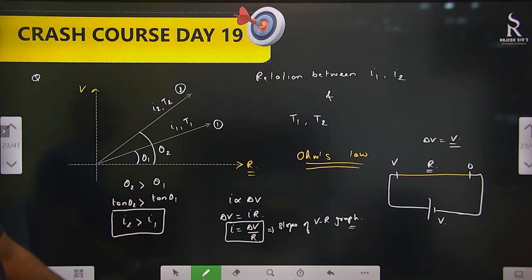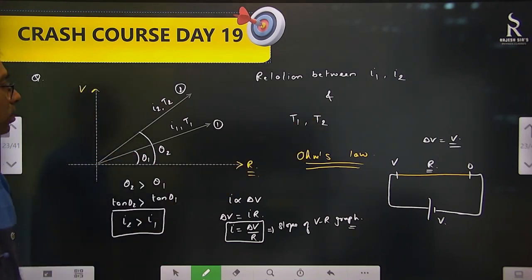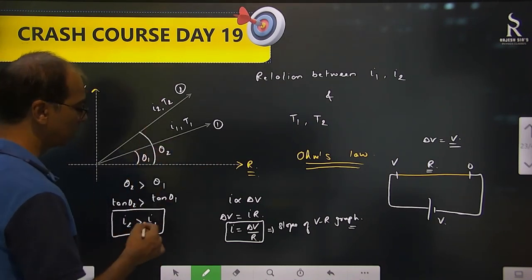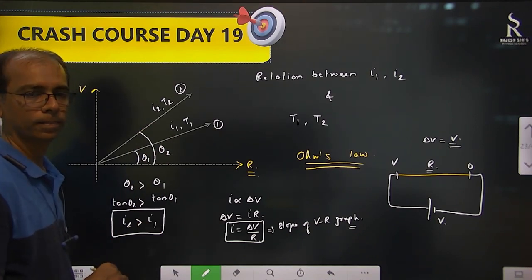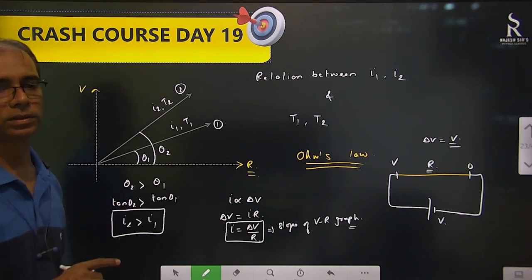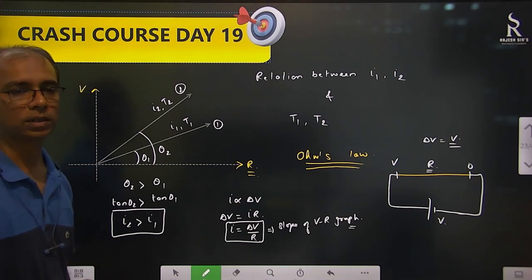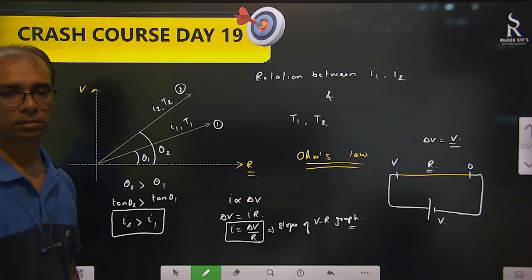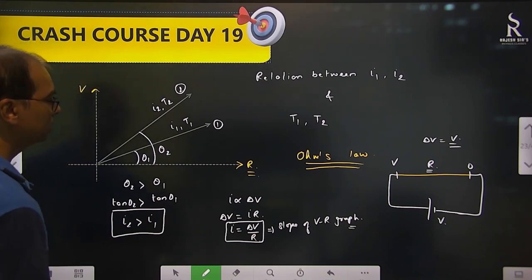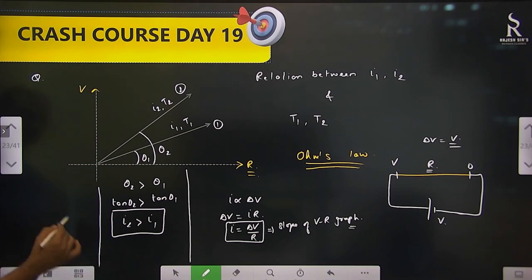The second question they are asking is to get the relation between T1 and T2, the temperatures. Now we say that I2 is greater than I1. So if temperature is going to increase, that means resistance is going to increase. If resistance is going to increase, that means current will be smaller. So current is inversely proportional to temperature, we will say.